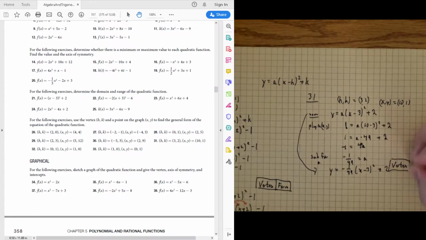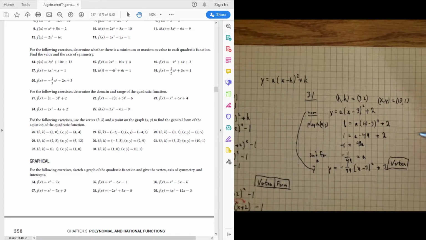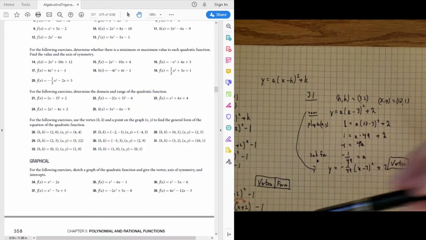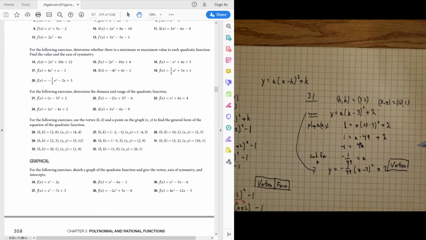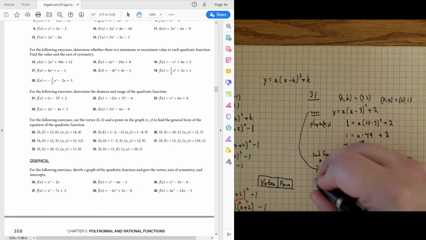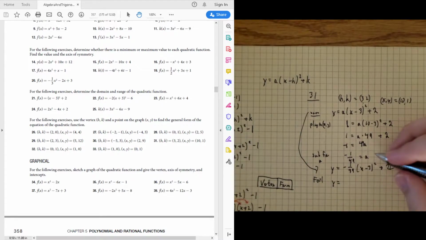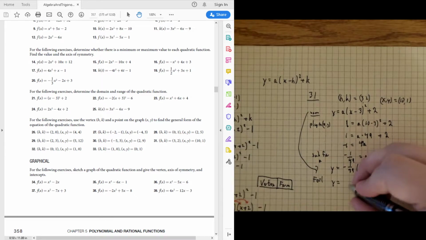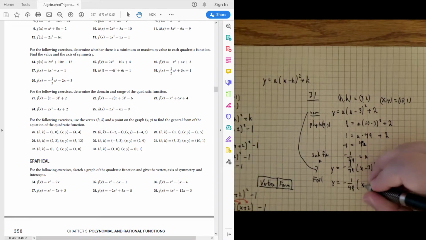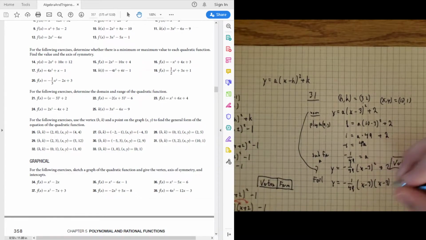If it just says to find the equation, we're done. But it specifically states to find the general form. So I'm going to FOIL this thing out and simplify. So let's FOIL. Just like before, I'm going to choose to rewrite this x minus 3 squared as negative 1 over 49 times x minus 3 times x minus 3, plus 2.